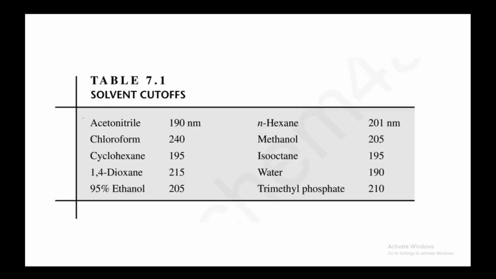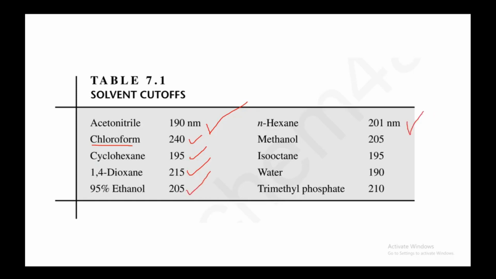If you are using acetonitrile, then acetonitrile gives a peak in the UV visible spectrum at 190 nanometer. If you are using chloroform, it gives a peak at 240 nanometer. Cyclohexane gives a peak at 195. 1,4-dioxane gives a peak at 215. And if you are using 95% ethanol, you will observe a peak at 205.